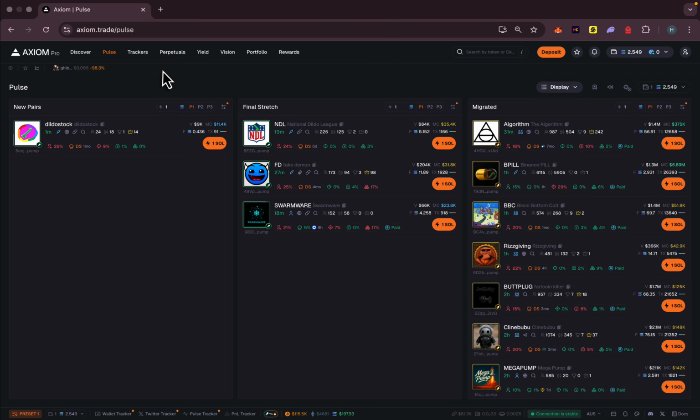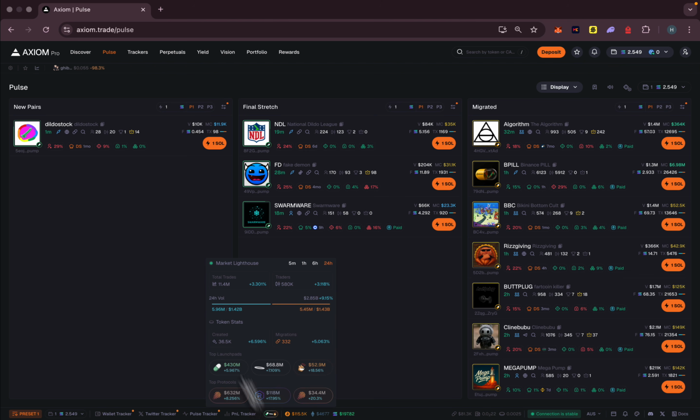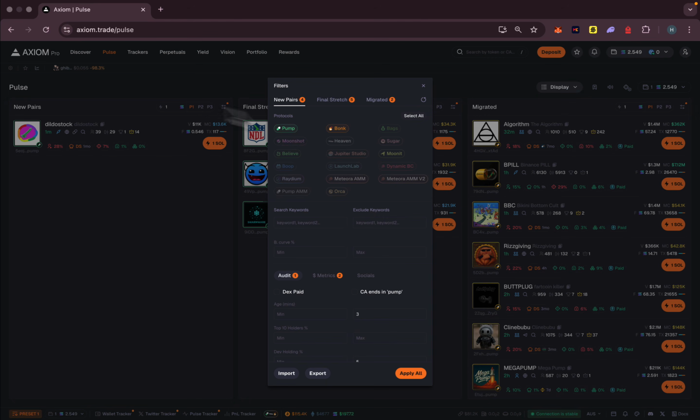When it comes to filters, I think you shouldn't make this too complicated. It's so easy. First of all, every day on Axiom Pro, check the volume section. As you can see right now, most of the volume is for Pump Fun. Bank or other platforms don't have much volume. So personally, for today, I will only trade Pump Fun meme coins. I can even deselect Bank.